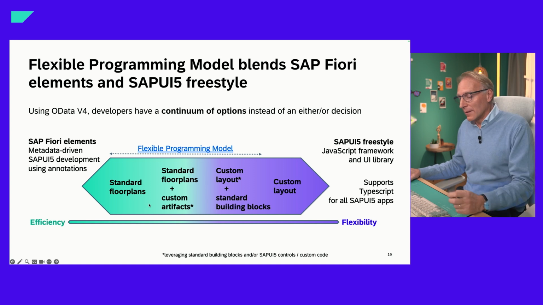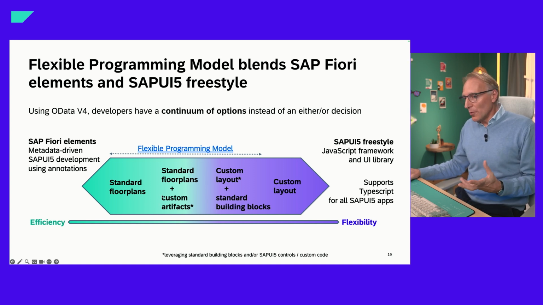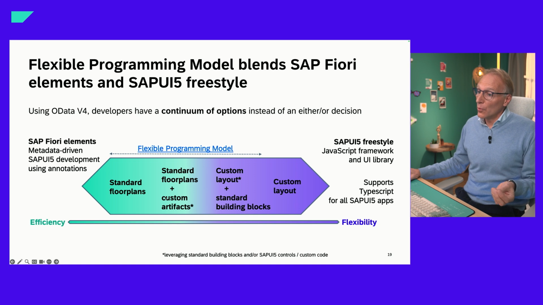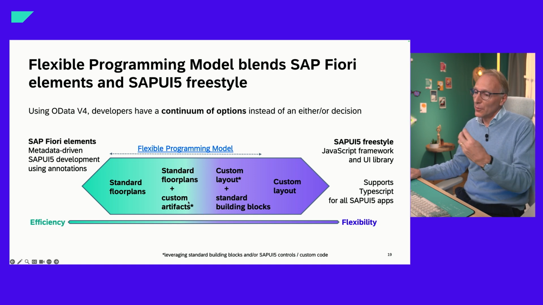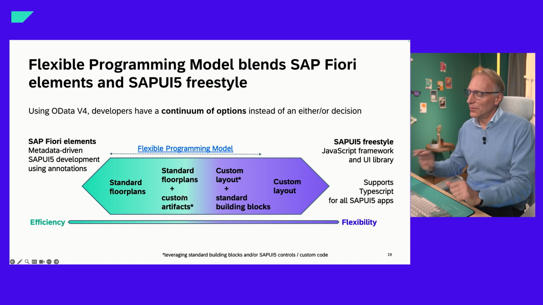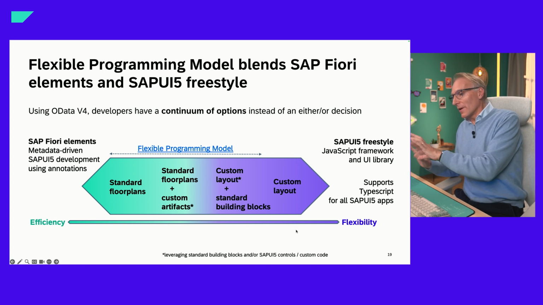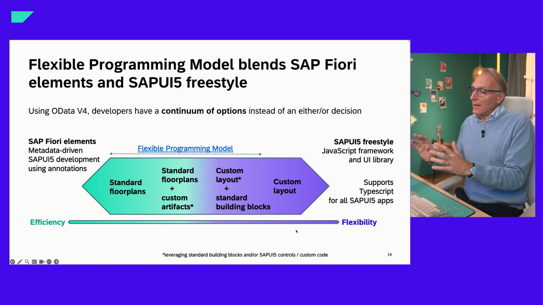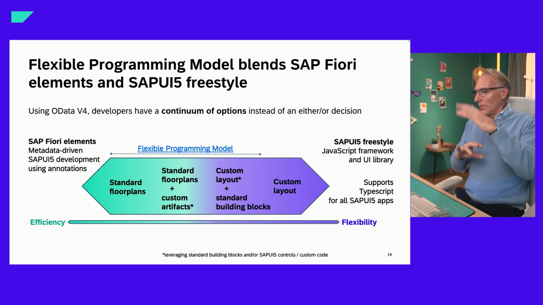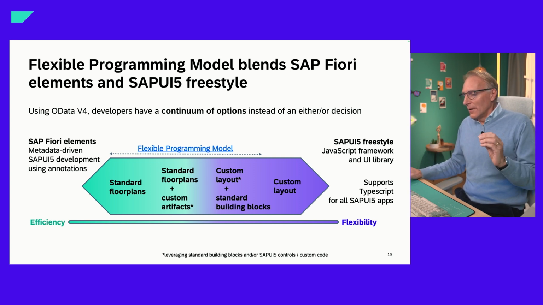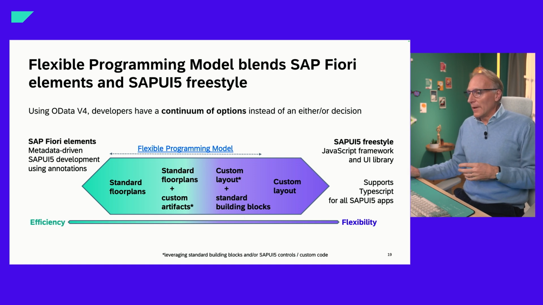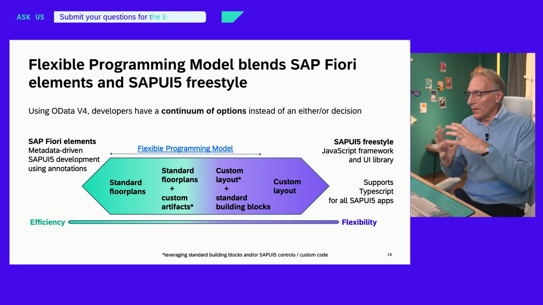We provide extension points, so you can then add your own custom code, or you could even add standard building blocks to these standard floor plans to adapt it to your needs. Or you could start with a custom layout and then add standard building blocks, so you've got your own different layout, but you can use the standard building blocks and benefit from the efficiencies of Fiori Elements for the building blocks, like a table or like a form.